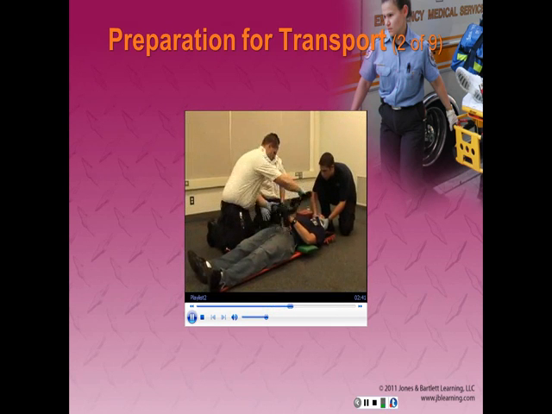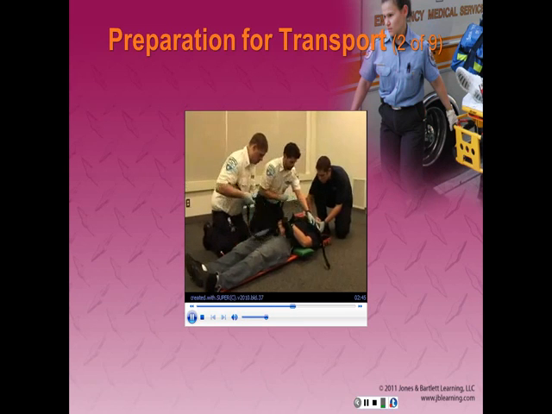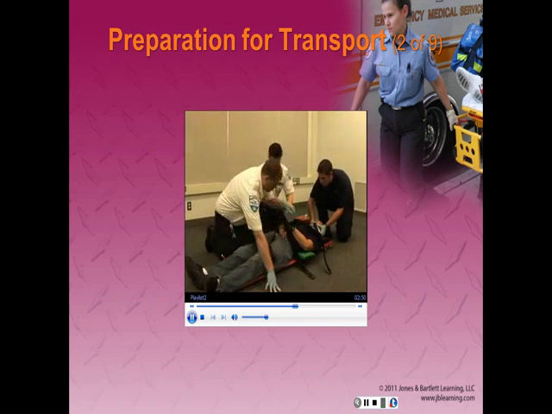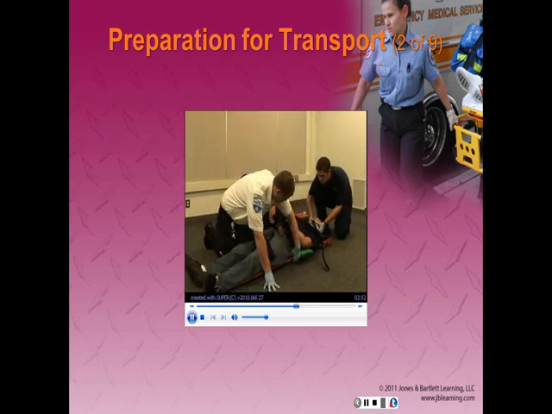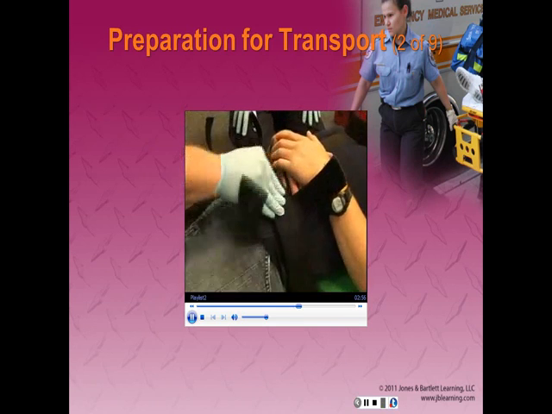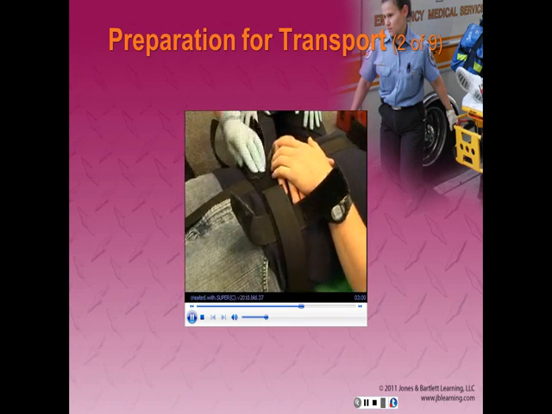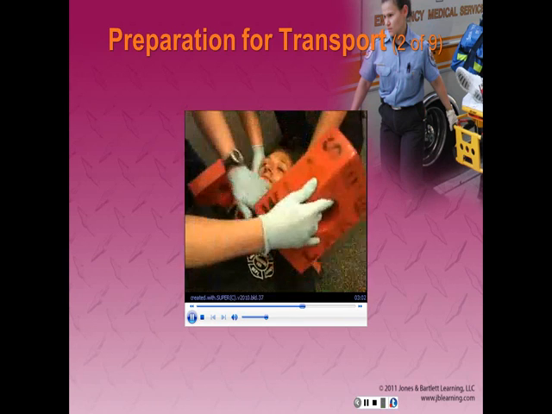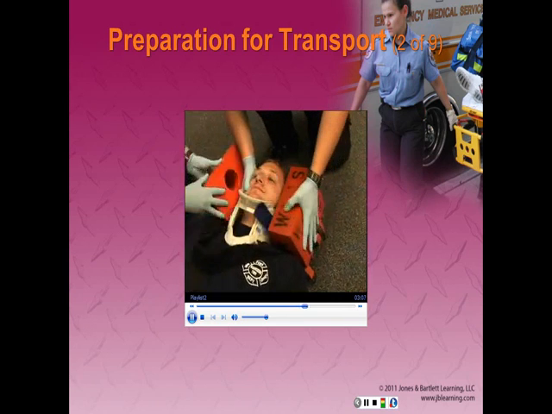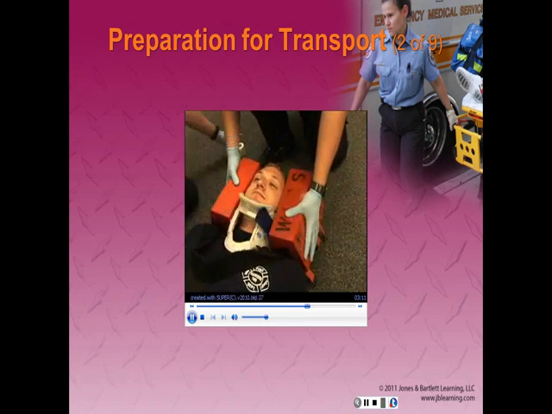Secure the patient to the board with a minimum of three straps. The first strap needs to be over the patient's chest, the second over the pelvis, and the third over the thighs. Secure the head to the board using a cervical immobilization device, towel rolls, or other soft padding that restricts lateral movement.